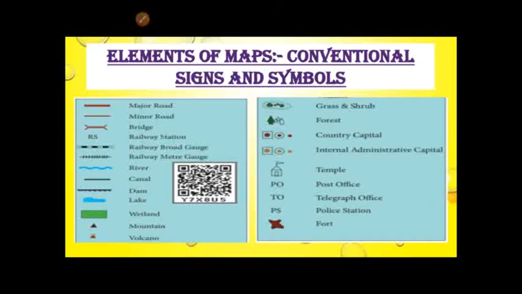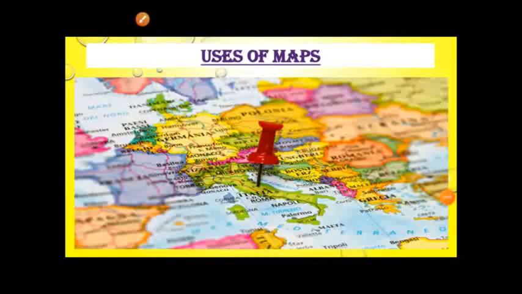Conventional signs and symbols. A sign is a widely used symbol or a line pattern or a color on a map. It represents a feature on the ground. The Survey of India (SOI) has standardized a set of conventional signs and symbols. Several colors are commonly used in the map.